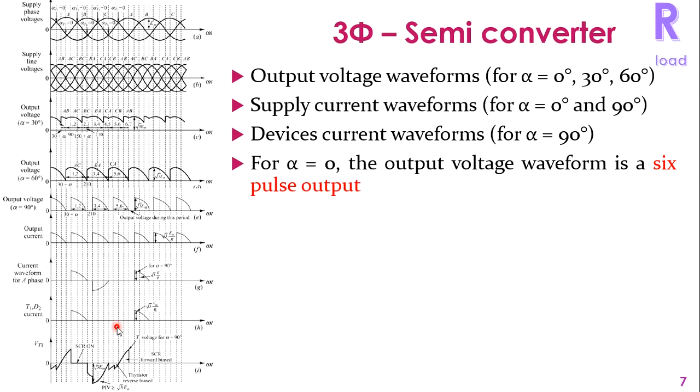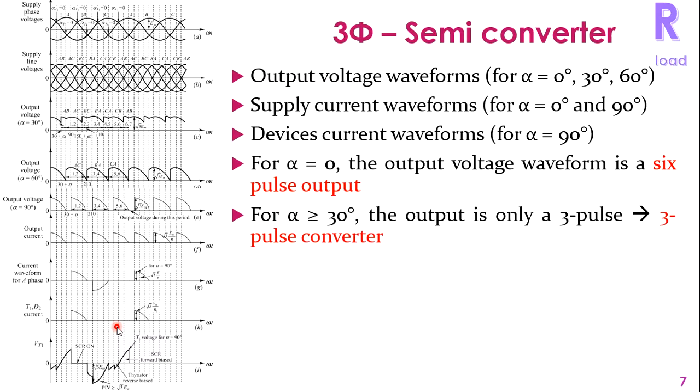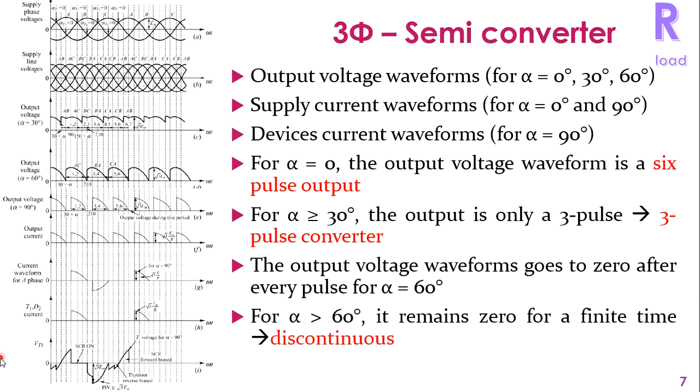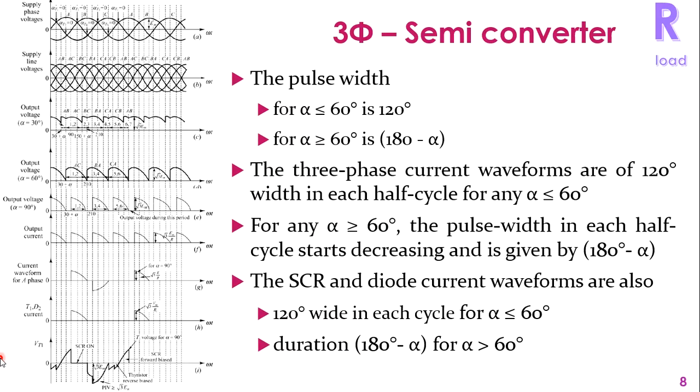For alpha equal to 0, the output waveform is a 6 pulse output. For alpha greater than or equal to 30 degree, the output is only 3 pulse. So it is called a 3 pulse converter. The output voltage waveform goes to 0 after every pulse for alpha equal to 60 degree. For alpha greater than 60 degree, it remains 0 for a finite time. So it is discontinuous. The pulse width for alpha less than 60 is 120 degree, whereas for alpha greater than 60 degree it is 180 minus alpha.